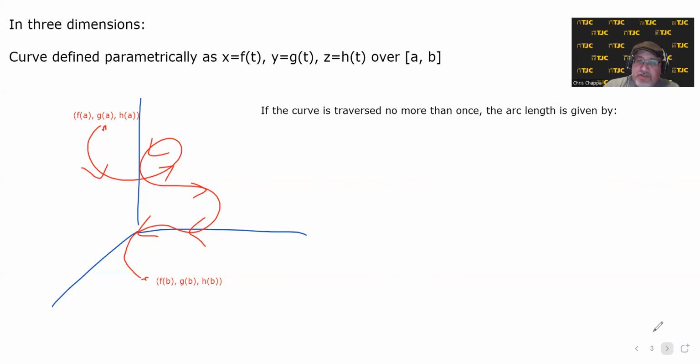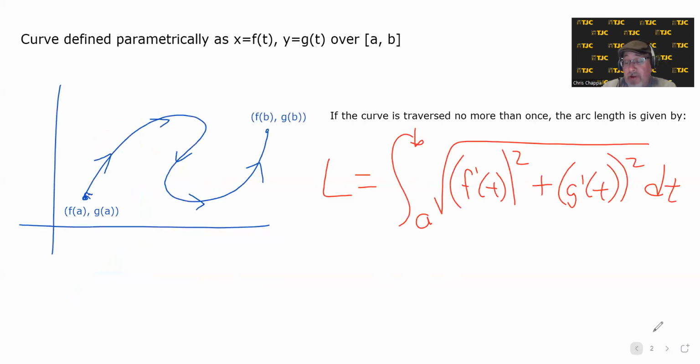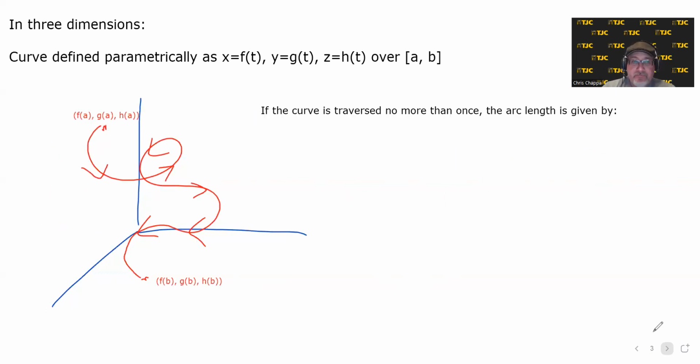And I also forgot to mention back here that when we define curves parametrically, there is an orientation, a direction, if you will. And so this curve is traced out from the value of t equals a to t equals b.